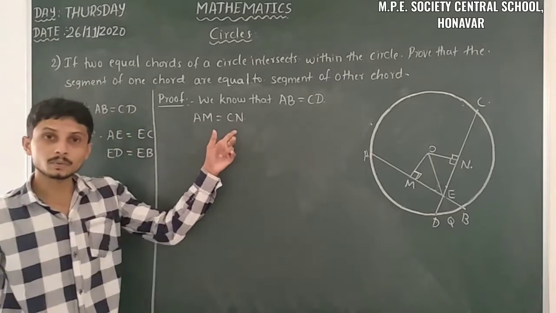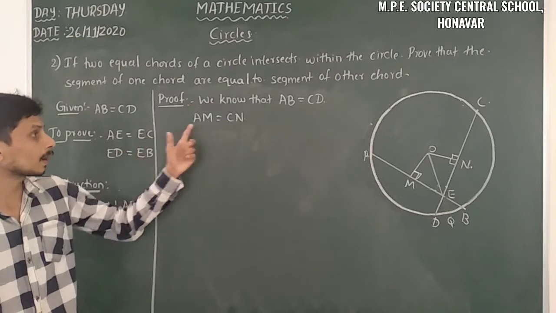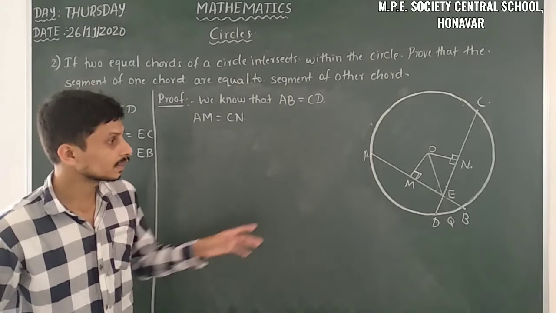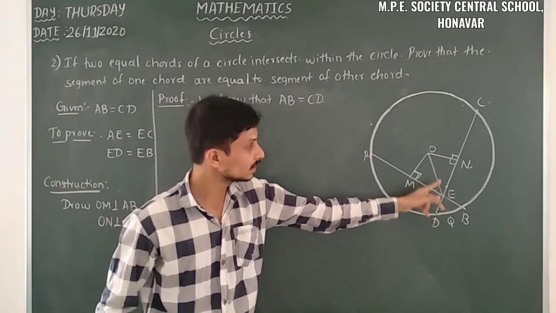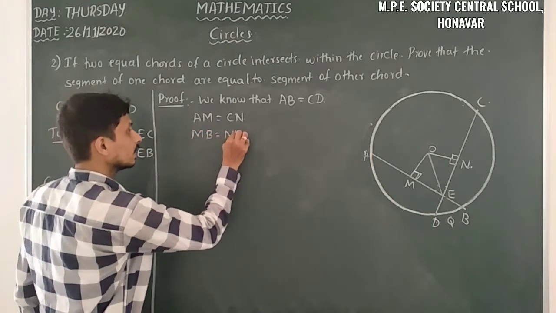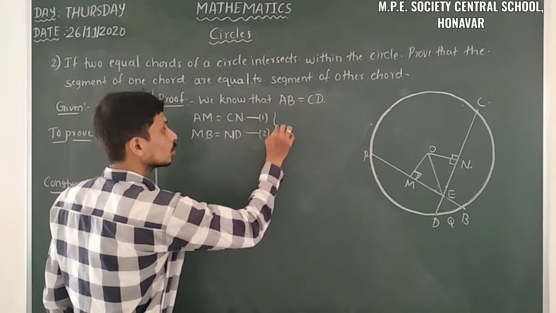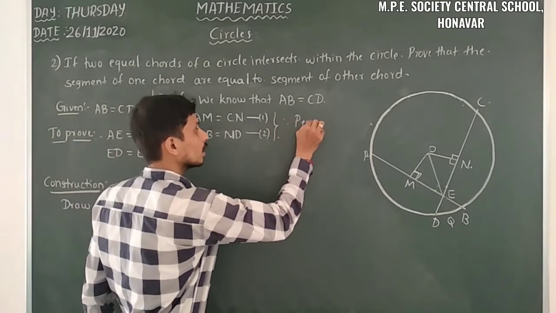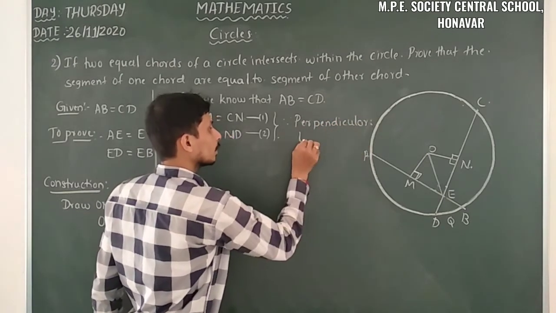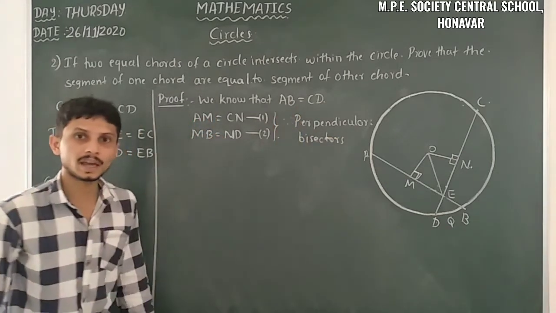Why have we taken that? Just observe, AE is a part of AB and EC is a part of CD. So that's why we have to take it like this: AM is equal to CN. Then another part we have to take, MB is equal to ND. I will take this as equation number 1, this as equation number 2. So these are the perpendicular bisectors. Yes, so we have this thing.